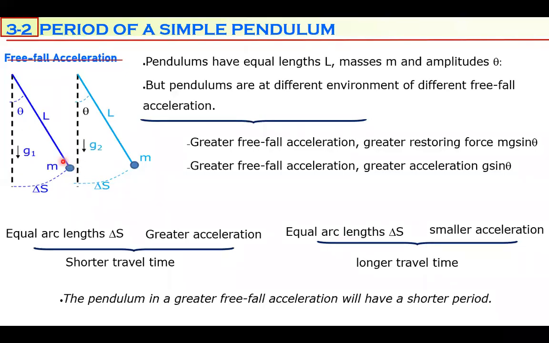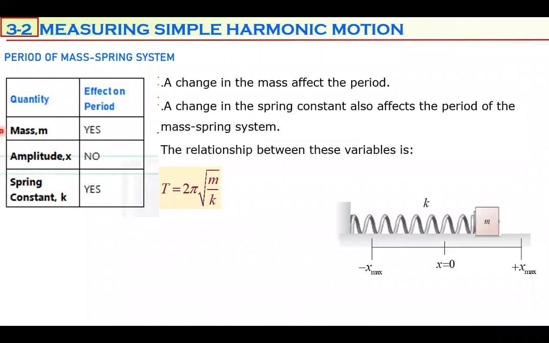For the mass spring system, we have only one equation, which is again the mass of the vibrating object and k, the spring constant, that determines the period of vibration. T is 2 pi root of m over k. The frequency equation is 1 over 2 pi root of k over m. You are going to flip the equation. Mass has an effect on the period, yes, but in the simple pendulum, no.